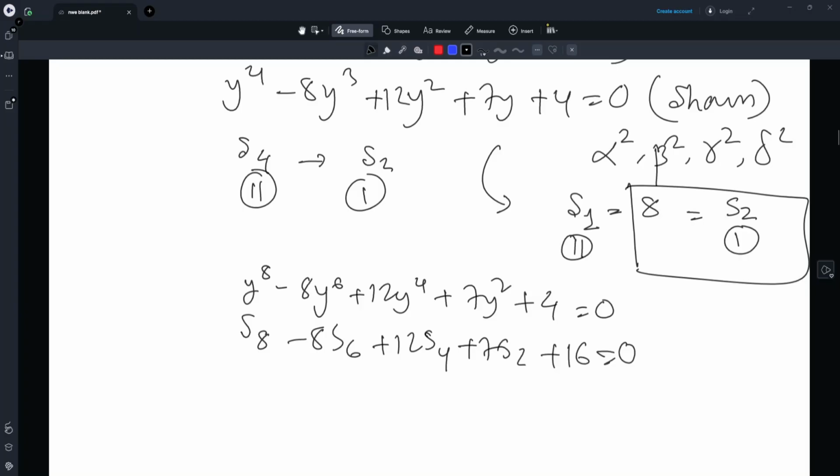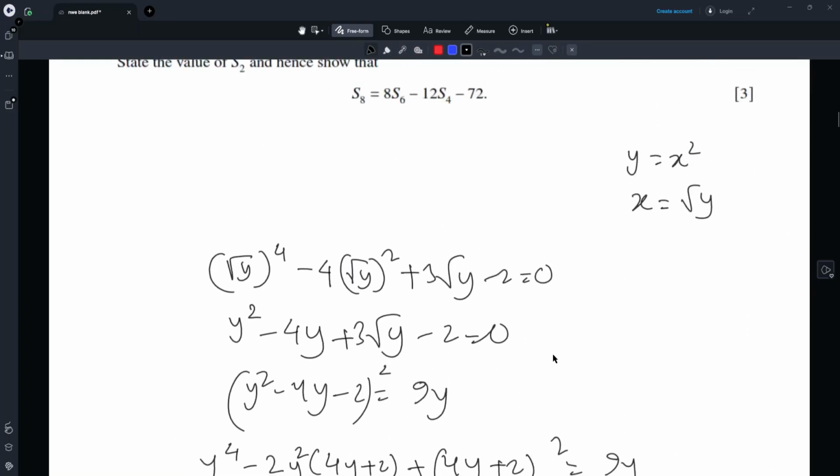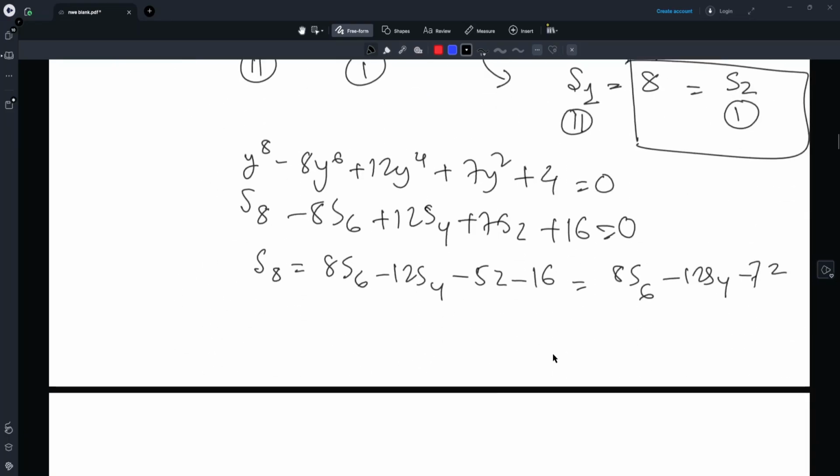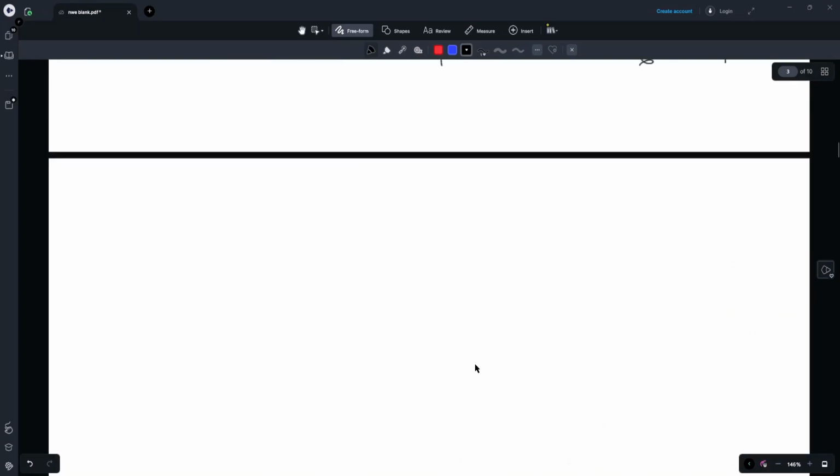So what we do know is 7S2, where S2 is 8. So we have here S8 equals 8S6 minus 12S4 minus 56 minus 16. So we have here 8S6 minus 12S4 minus 72. I was first of all thinking about trying to mix things up with S4 and whatnot, but I just realized that I needed to show this thing here. Yeah, right. So there we go.